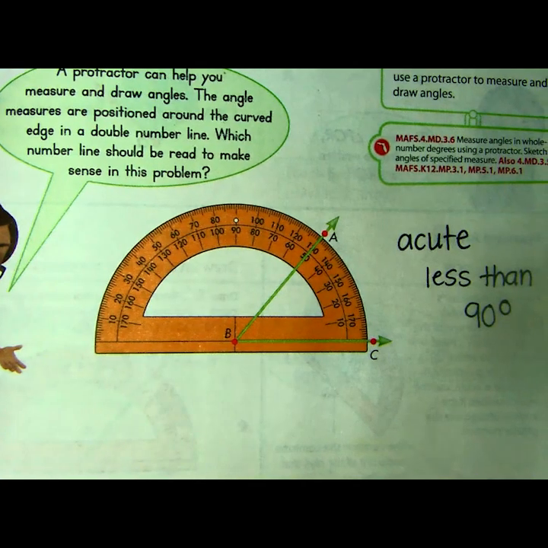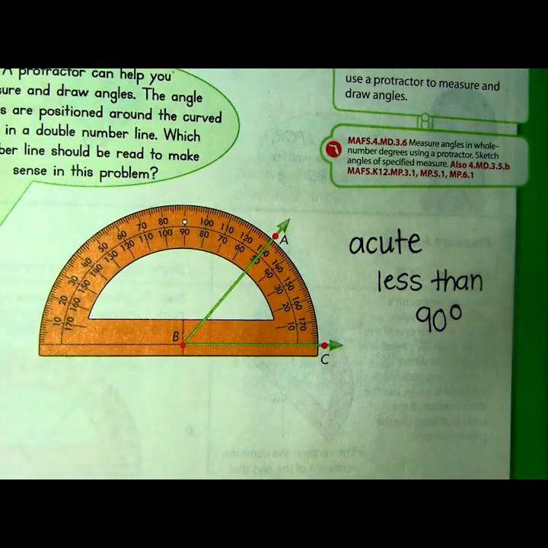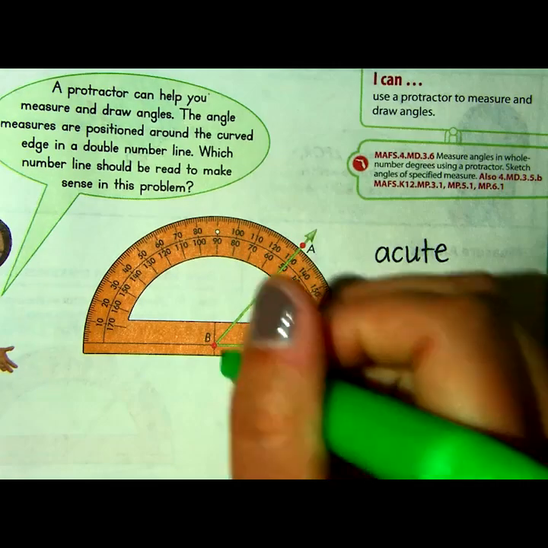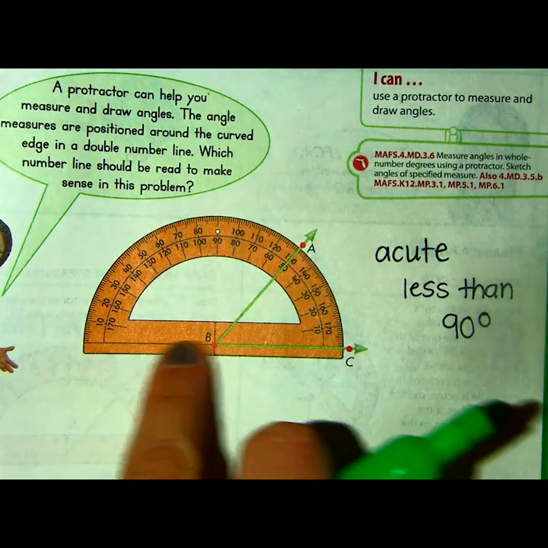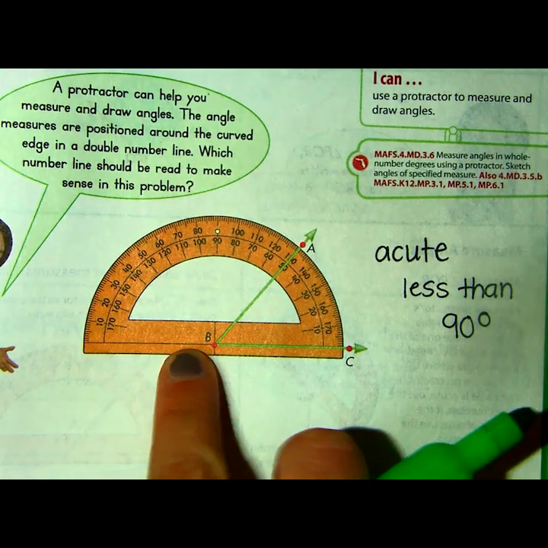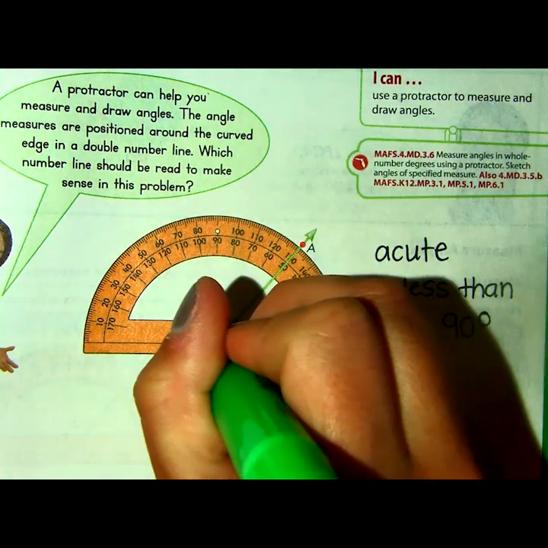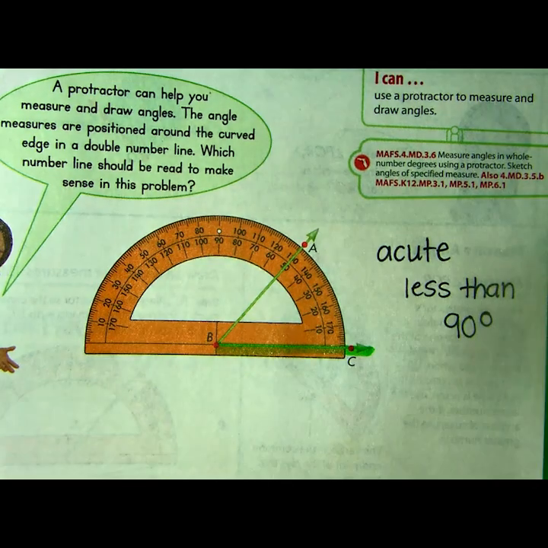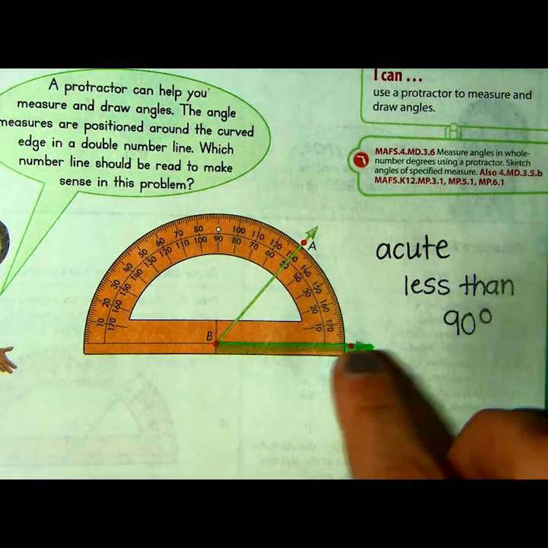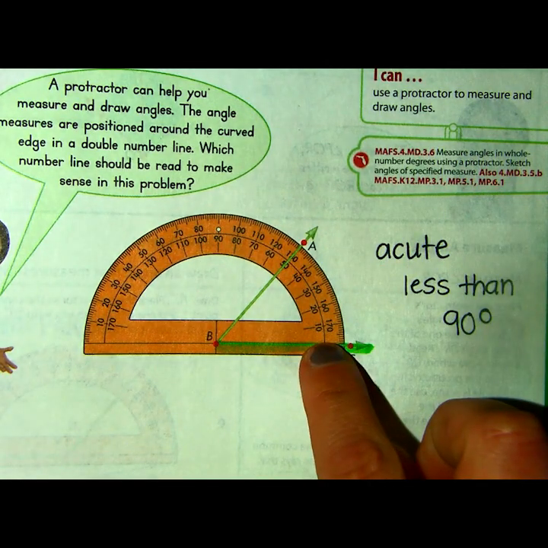So now, how do mathematicians use this protractor? Well, what we want to do is find the ray that goes right along the 0 line. It's not over on this side. It's on this side, right here. So now I'm going to find the scale that begins with 0 over here, and I'm going to use that to begin measuring.